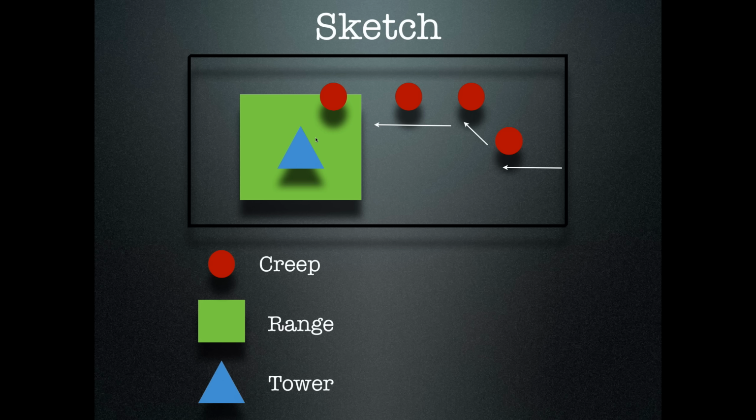Well, in this case, we are going to have a range of our tower, which is the green box here, and every time we move our creep, we want to test to see if that creep is now within the range of our tower. And if it is, we want our tower to start shooting at it. And with that basic core concept design in mind, we're going to be looking at the code.